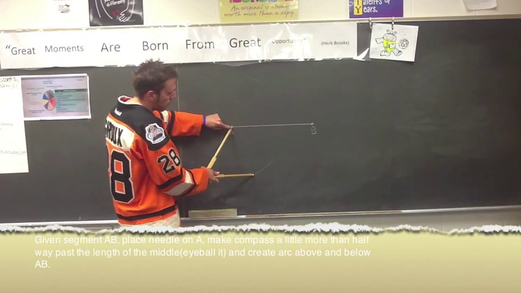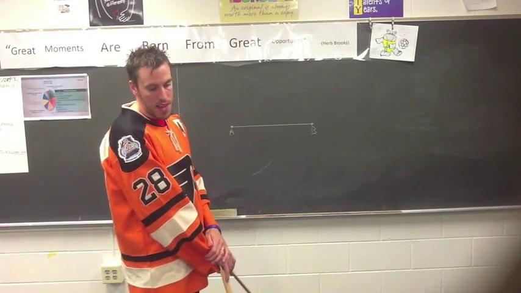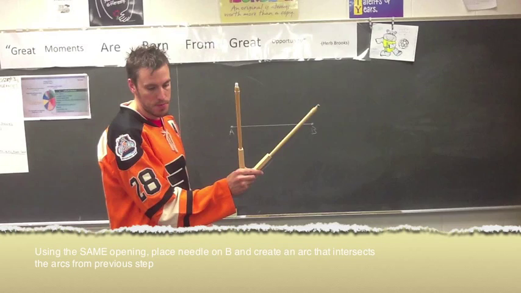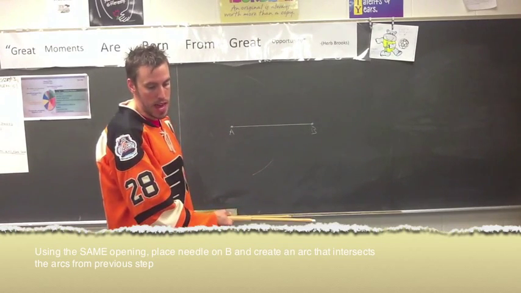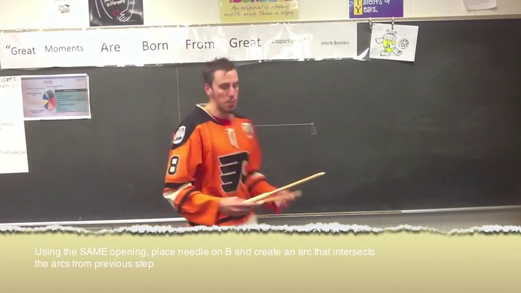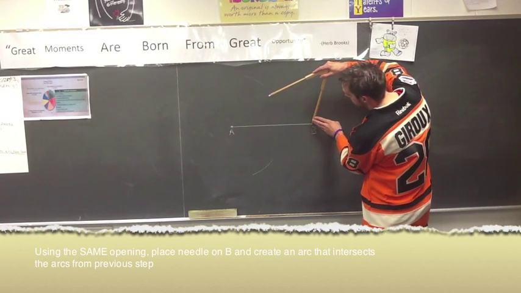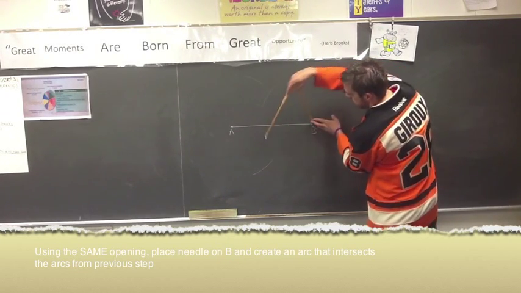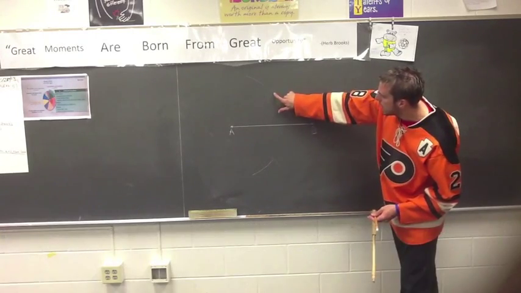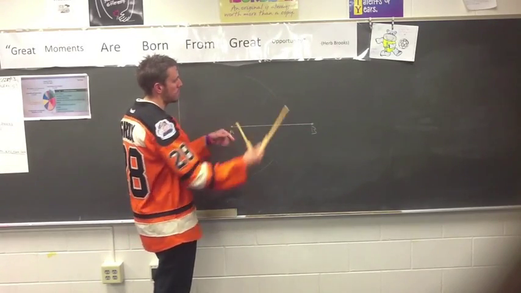Keep your needle firmly planted on A, the endpoint A. Next thing, I'm using the same opening, so I'm not changing the opening distance. And we're going to place the needle at B, create an arc above and below that intersects the arcs from the previous step. So I'm placing the needle at B, above and below. These intersect. These do not, so that means the arc that I made over here on top, I have to extend so that it does intersect.